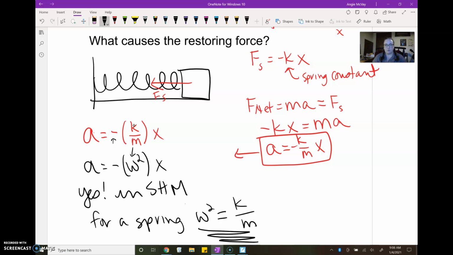So it's really important that you can take a force, any force, and set it equal to ma in order to solve for a and come up with an equation for simple harmonic motion for any oscillating object. And once you've set that equation equal to acceleration and see that it's proportional to displacement, the constant in front of x will be equal to omega squared, and you can use that to solve for things.